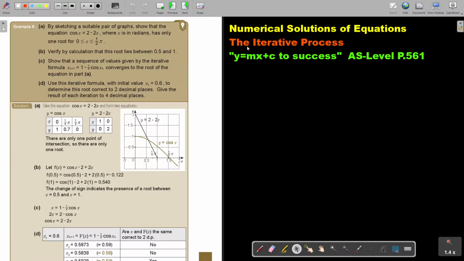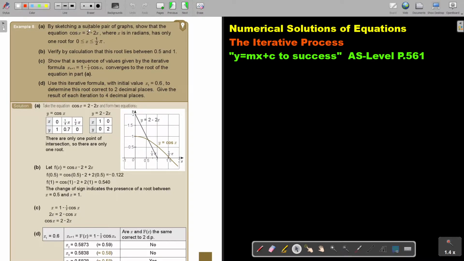In this video, we will continue with the iterative process. You will find this on page 561 in the Namibian AS-Level Mathematics textbook, y equals mx + c to success. Let's look at another example.